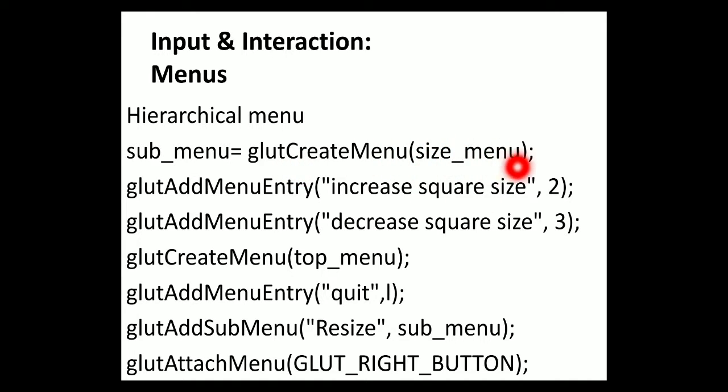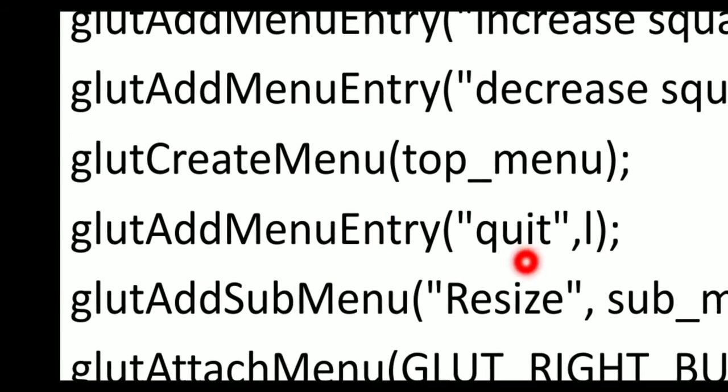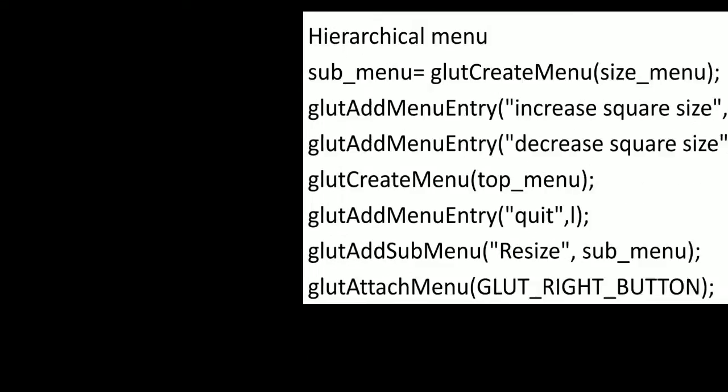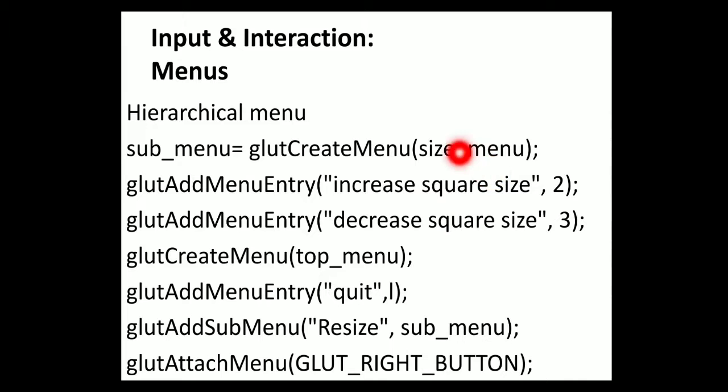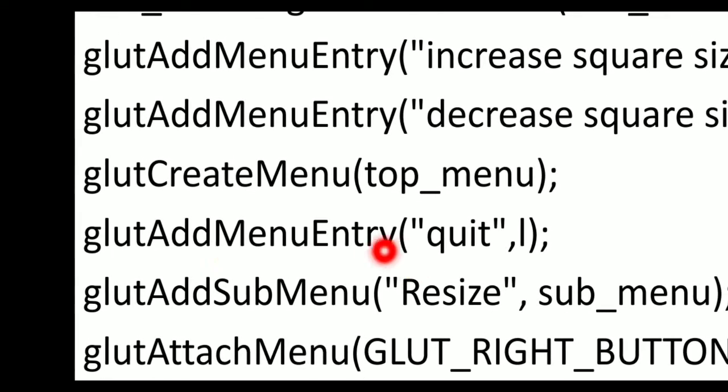So create menu, size menu, the same function is used here, and in this case we are using add menu entry as usual to add two of the entries. And then again one more function, glutCreateMenu with the top menu, where as usual again we are going to make use of the same function, glutAddMenuEntry quit comma 1. Whereas in order to add the submenu that has been created in the previous steps, we are going to supply the name of the submenu. So glutAddSubMenu is going to take the first parameter as name, and the second parameter will be the name of the submenu that has been created.